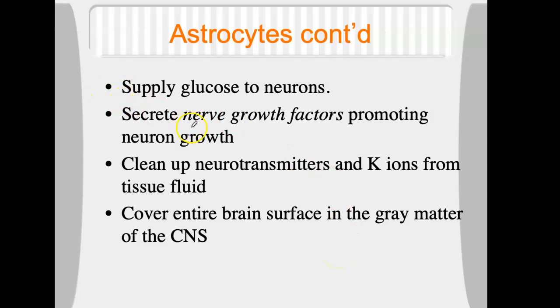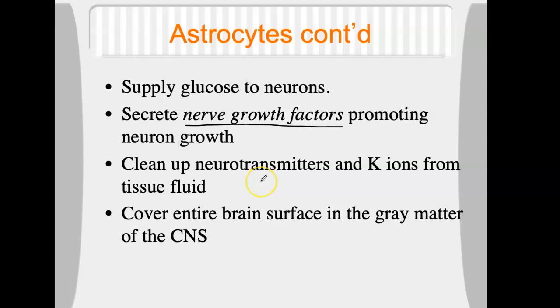They also secrete nerve growth factors, and we know that because in an individual with a stroke, for example, where there's been damage to some axons or dendrites, we see lots of these astrocytes in the vicinity trying to remedy this problem. So these growth factors are going to promote that neuron growth post-stroke.